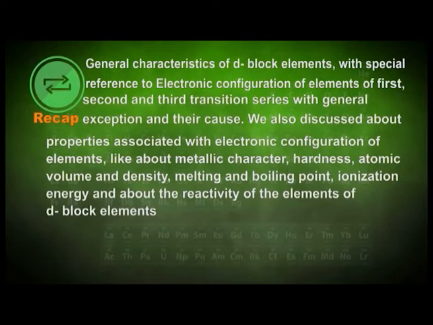In the last class, I taught you about general characteristics of D block elements with special reference to electronic configuration of elements of first, second and third transition series with general exceptions and their cause. We also learned about properties associated with the electronic configuration of elements like metallic character, hardness, atomic volume and density, melting and boiling point, ionization energy, and about the reactivity of the D block elements.